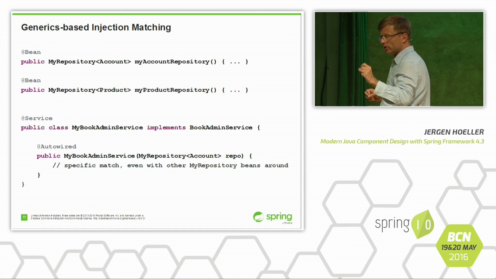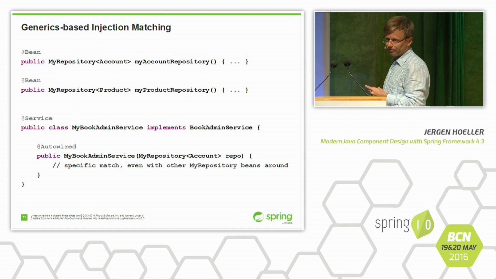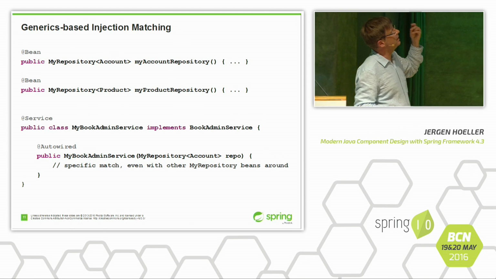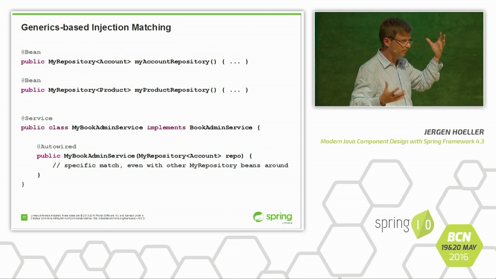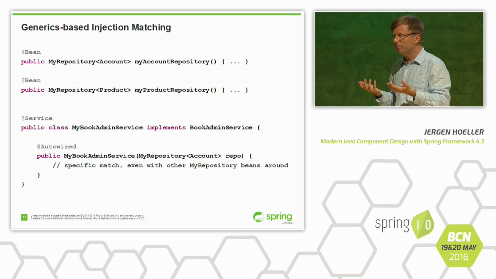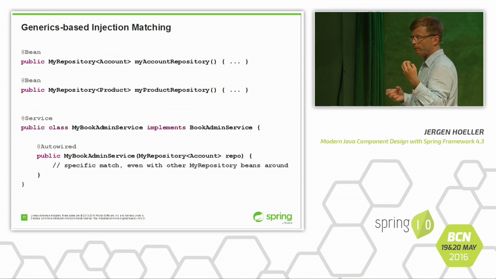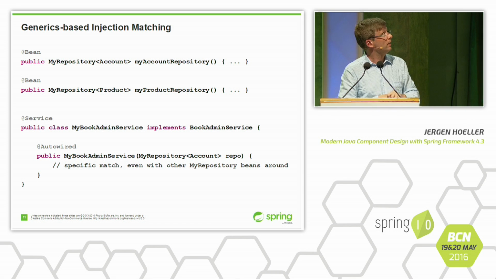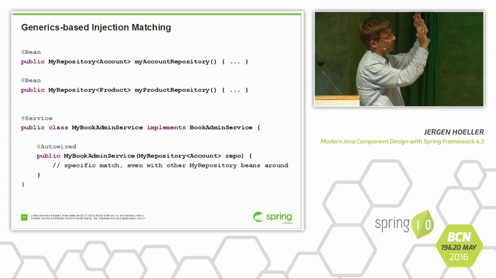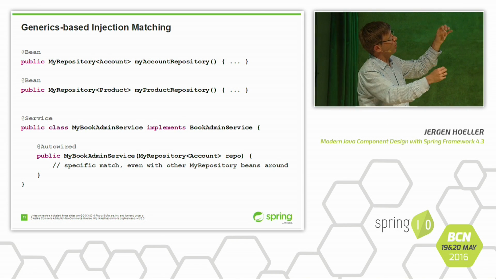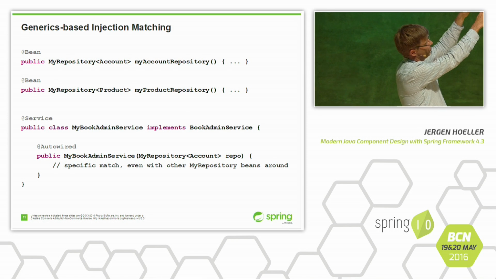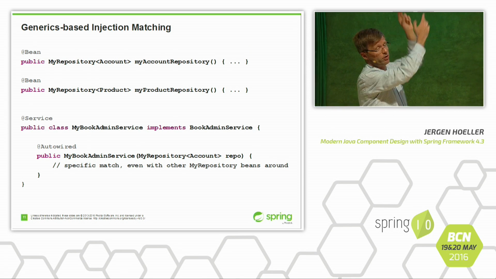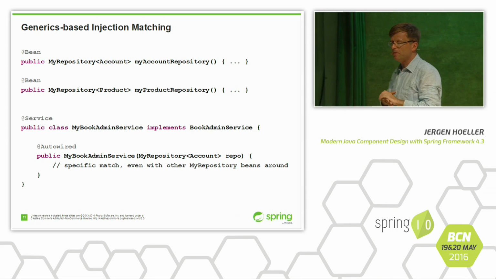Let's just focus on a few details of the matching algorithm. As of Spring Framework 4.0, the matching algorithm is based on a completely new implementation of a fully generic, capable algorithm. So we look at the full generic type declaration, if there is any, of the injection point, like my repository of account down here, and the declaration point, like my repository of account, for example, in an admin method.